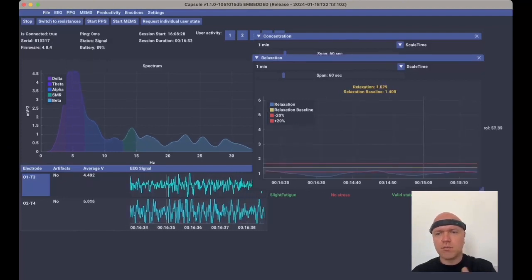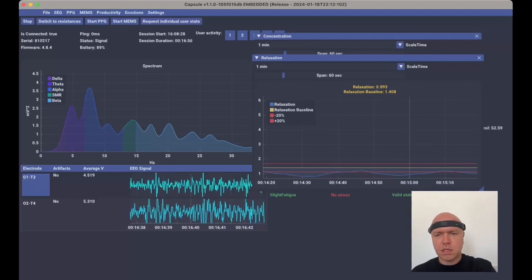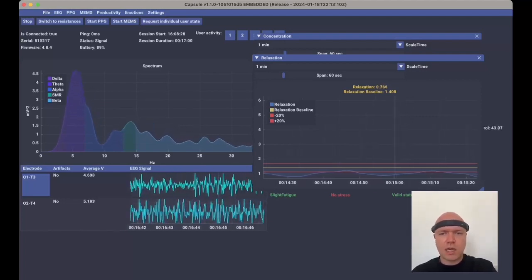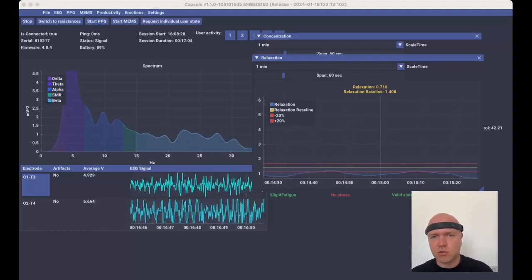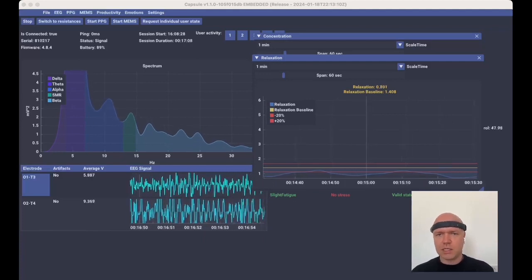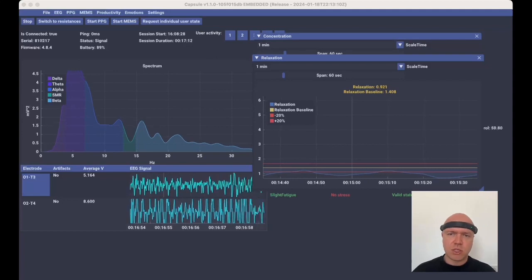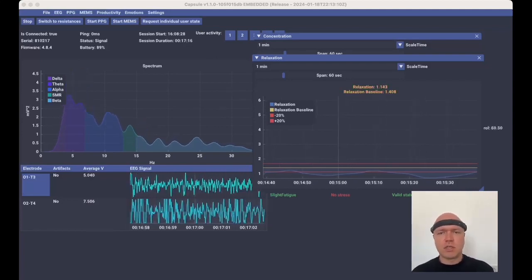So here you see the same picture. The relaxation baseline is the yellow line, plus or minus 20% red lines. To increase your relaxation level, just close your eyes and try to relax. You'll see the graph immediately rise. If you concentrate, the relaxation graph will drop. During concentration, the relaxation level decreases. These metrics are inversely related.